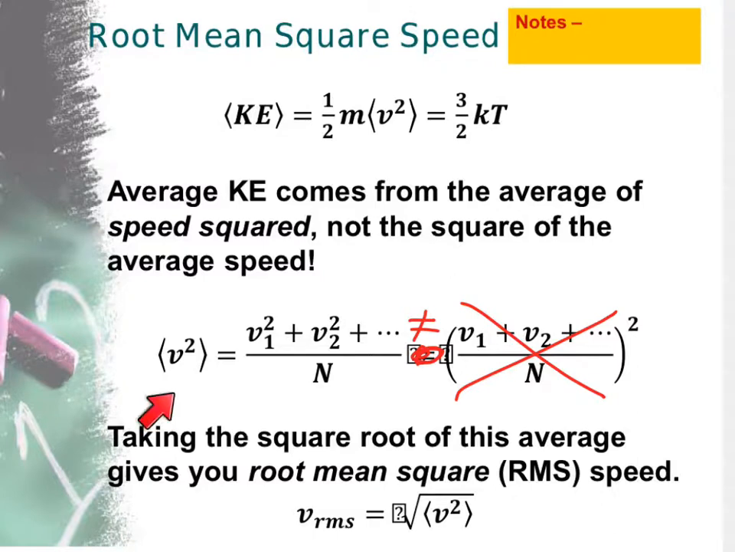Now, taking the square root of this value is like taking the root of the average, and that is what we call root mean square. We are taking the root of the mean of the square value. The root of the mean of the square. So VRMS is that common speed that all the gas molecules have if we're assuming that all of them have a kinetic energy equal to average kinetic energy. So that's why we're so interested in talking about root mean square speed of a gas and not about the average speed of the gas.